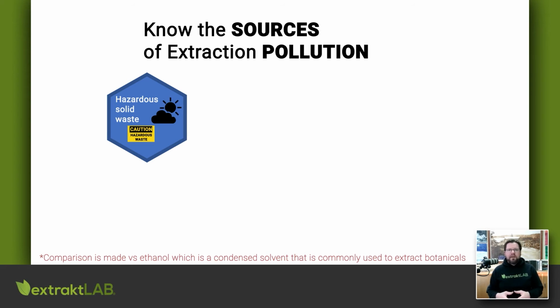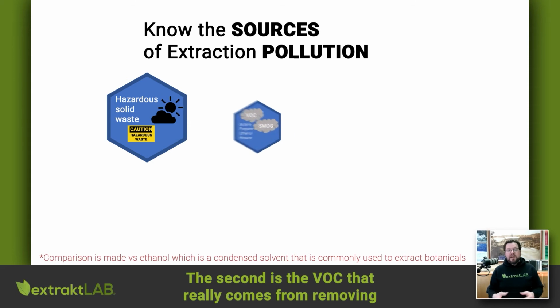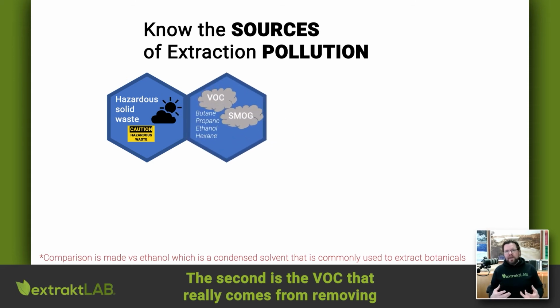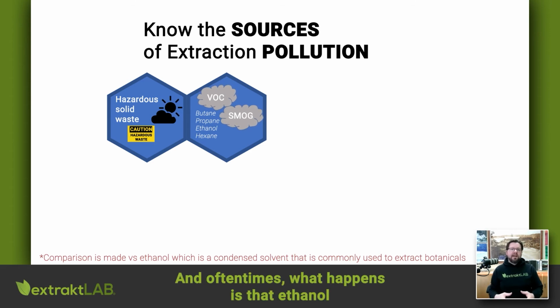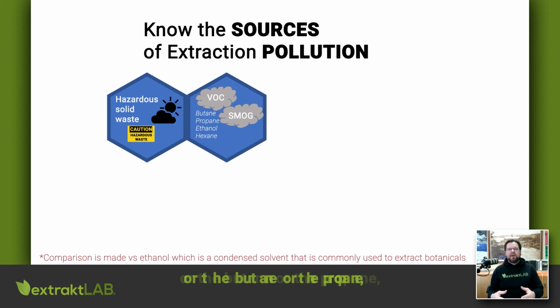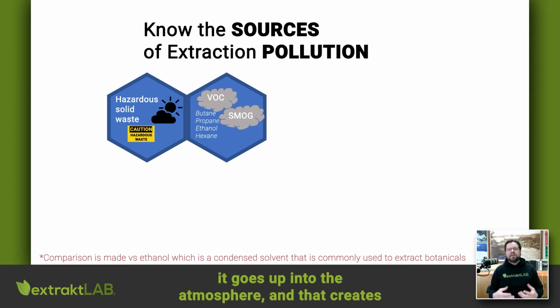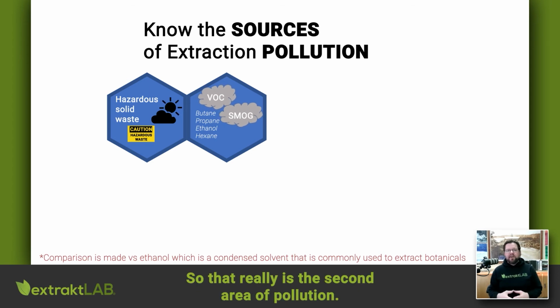The second is the VOC that really comes from removing the solvent from the biomass. And oftentimes what happens is that ethanol or the butane or the propane or whatever that's left in the biomass outgasses, it goes up into the atmosphere and that creates smog. So that really is the second area of pollution.